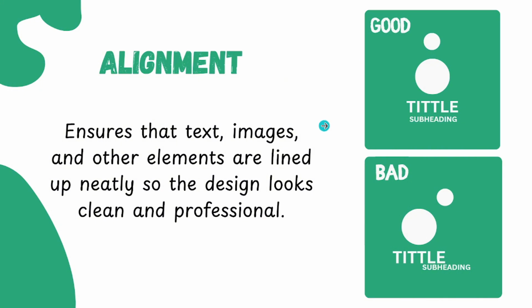The next one we'll be looking at is alignment. Alignment ensures that the text, images, and other elements are lined up neatly so that the design looks clean and professional. Alignment is kind of similar to balance also. In alignment, you make sure you align everything very well, so that it doesn't look messy, so that it's neat. Like look at this one right here. The title and the subheading, everything is aligned very well and placed very well.